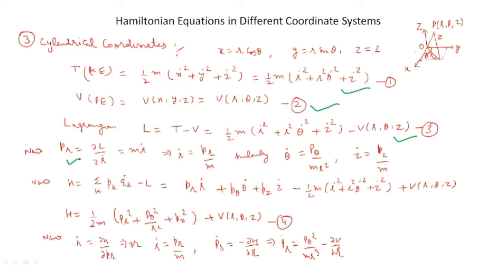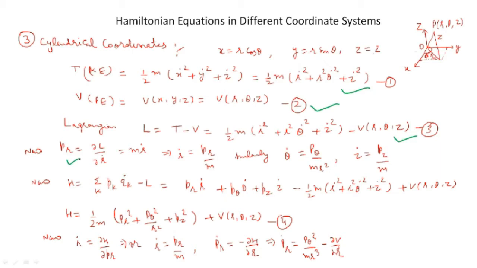Now the Hamiltonian equation is H is equal to sigma k p_k q_k dot minus L, because here are three generalized coordinates r, theta and z. So here sigma k will represent r, theta and z. Now we will write the Hamiltonian as p_r r dot plus p_theta theta dot plus p_z z dot minus L, where the Lagrangian is given in equation number 3. So it will be minus 1/2 m (r dot square plus r square theta dot square plus z dot square). Because here it is minus, it will become plus V(r, theta, z).